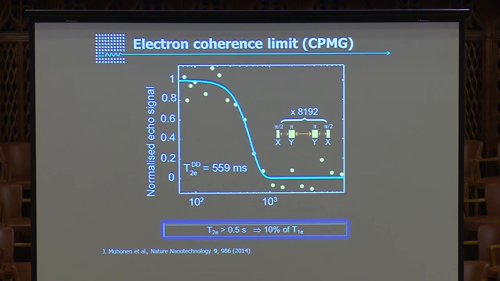If you measure the coherence of this electron spin, we got about a millisecond Hahn-echo T2 time. If you do some dynamical decoupling, you get about half a second, which is already 10% of T1. T1 is about 5 seconds at this field. Okay? So you're coming close to the T1 limit already.